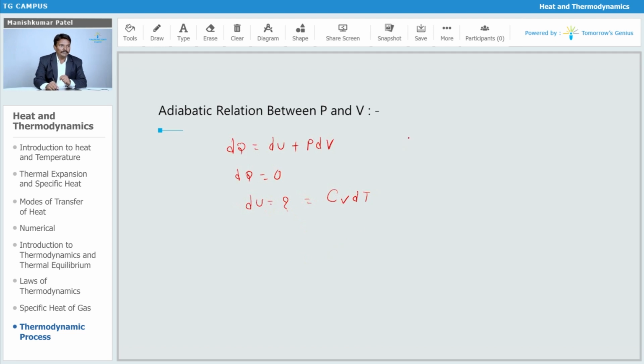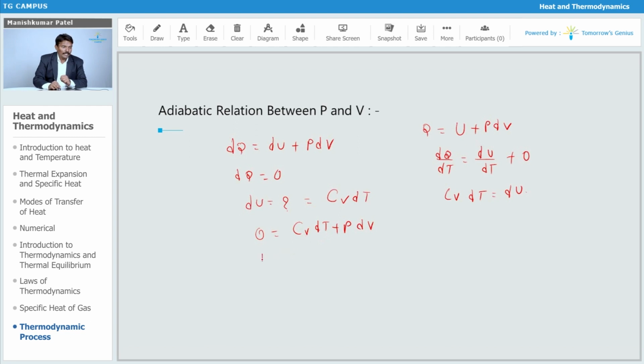What we can write for dU is nothing but Cv dT. We have written that q is equal to U plus P dV at constant volume, so dq upon dT is du upon dT at constant volume, which is Cv dT equal to dU. So I can write 0 is equal to Cv dT plus P dV. This is how we write this equation.